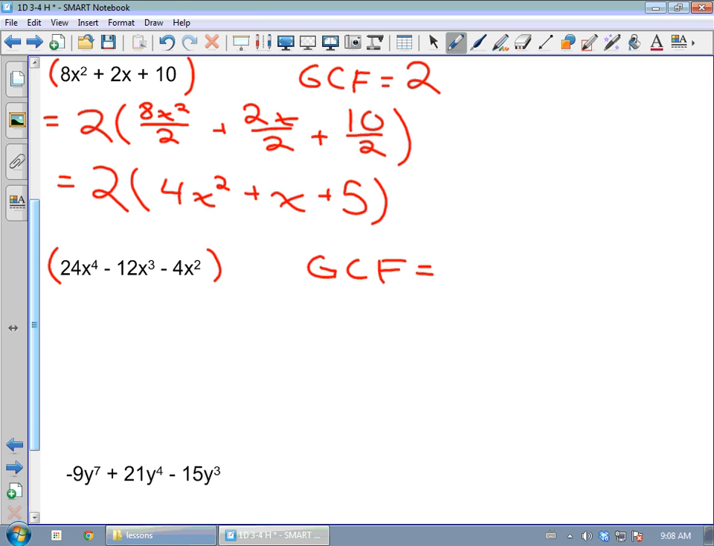Cinderella's all over this one. Right. Then we look for our variables. Is there a variable common to all 3 of these terms? What do you think, Emerson?